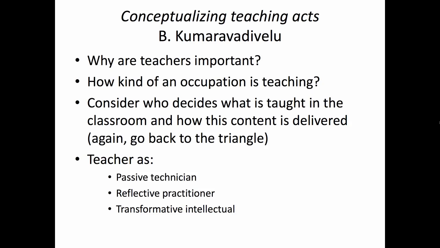It's much easier. In this article, which you can now download, he considers why teachers are important and what kind of an occupation teaching is. He considers who decides what is taught in the classroom and how this content is delivered, how it is taught. Again, go back to the triangle. He won't talk about the triangle, but I'd like you to think about it as you read. He divides teachers, or types of teaching, into three basic types: the passive technician, the reflective practitioner, and the transformative intellectual.